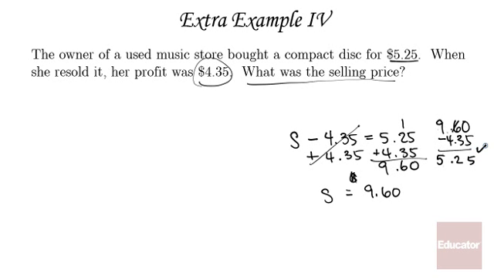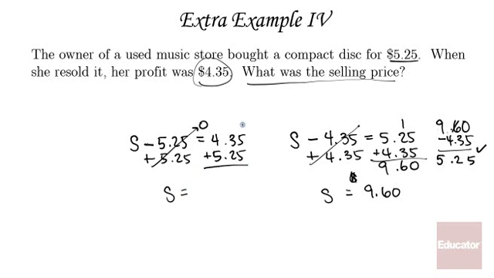There's another way that you could write this equation. You could take her original selling price, subtract what she paid for the disc, and that should give you your profit. So if we add 525 to both sides, those cancel, S equals, and then add this, 10, carry 1, 4, 5, 6, 9. So 960. And once again, our answers match.